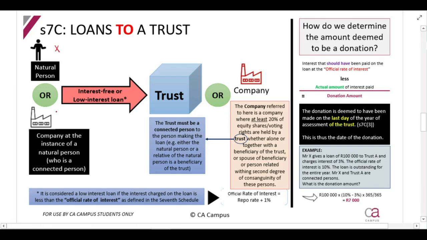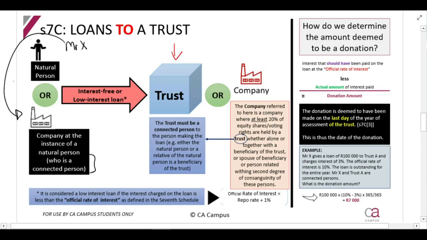So we're looking at a situation where a natural person gives an interest-free or low-interest loan to a trust. It could also be a company at the instance of a natural person who is a connected person. I say it must be a connected person. For example, let's say this natural person, Mr. X, owns 20% or more of the shares in this company. That makes him a connected person.